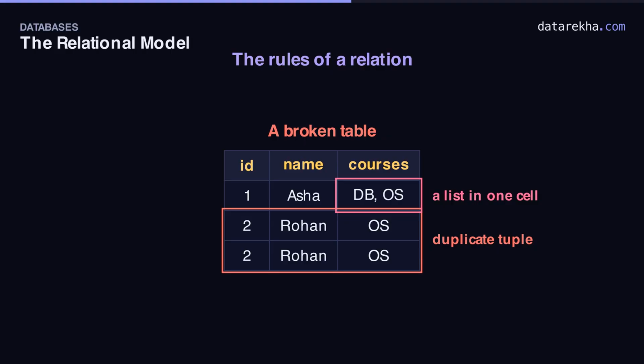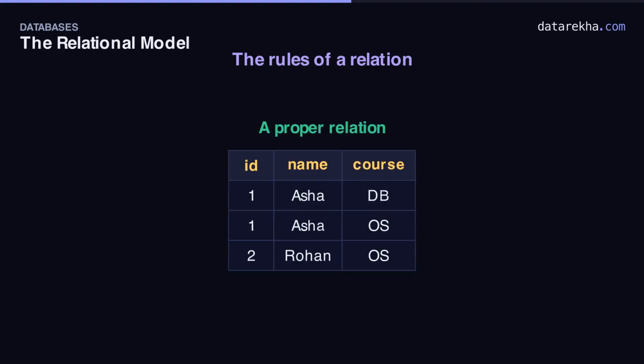Both are illegal. The fix is clean. Throw away the duplicate row. A set keeps just one copy. Then give Asha's two courses their own rows, one course per cell. Now every cell is a single value, and every tuple is unique. That is a proper relation.